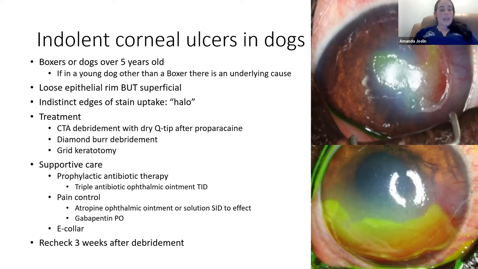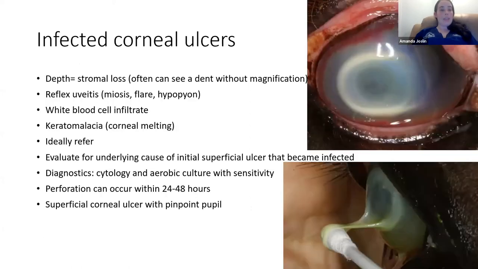Some people use doxycycline. That's okay. It goes through the tear film, so it can help that way, but if it's not melting, it's not technically the most useful. Just get it debrided and get them on an antibiotic.